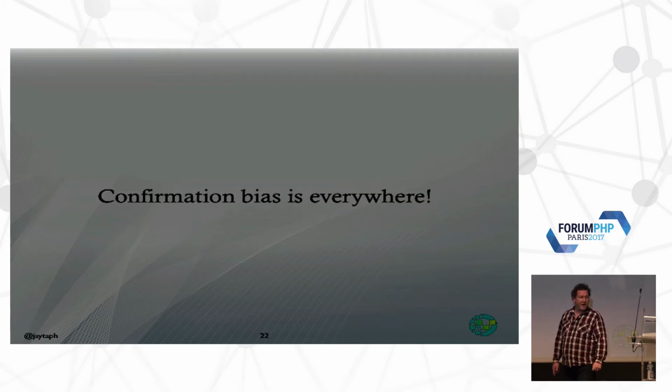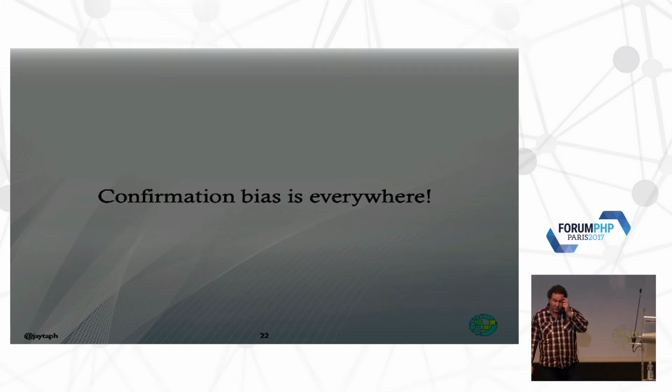So confirmation bias is literally everywhere, especially when you do things like unit tests. This is where TDD, for instance, is a really good strategy, because you do not get biased on the code, because the code hasn't been written yet.